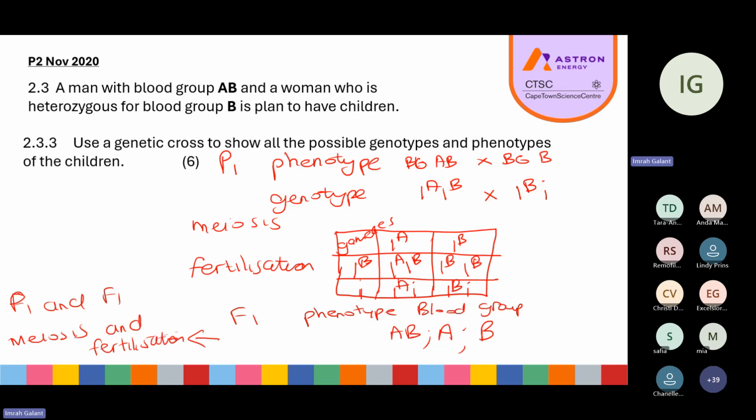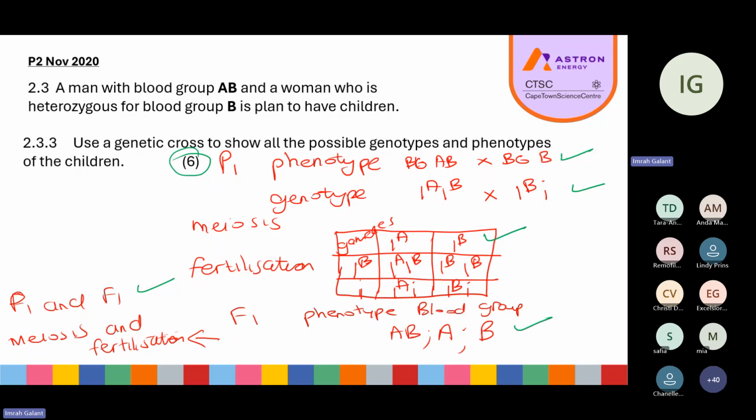Okay, so I'm just going to indicate where you guys will get your marks. So over here, by mentioning the phenotype, that is 1 mark. By mentioning the genotype is another mark. By mentioning your gametes, that is another mark. By mentioning the phenotype of the F1 generation, that's another mark. By mentioning P1 and F1, another mark, and meiosis and fertilization, that's another mark. So in total, it's 1, 2, 3, 4, 5, 6 marks. And that is how you get your 6 marks for your genetic cross.